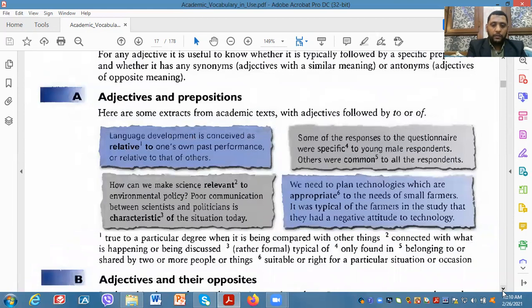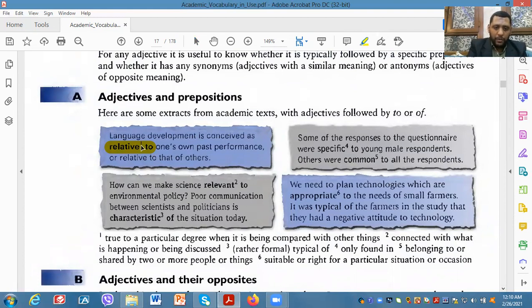Language development is conceived as relative to one's own past performance or relative to that of others. Again, language development is conceived as relative to one's own past performance or relative to that of others. So let's look at the adjective here and the preposition that comes after it. By looking at the extract, we can find the adjective relative, and this adjective was followed by the preposition to.